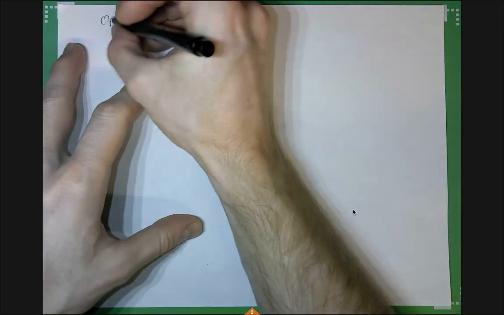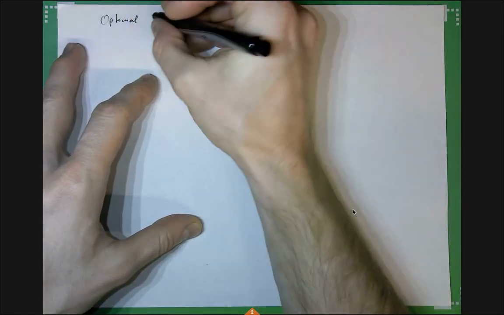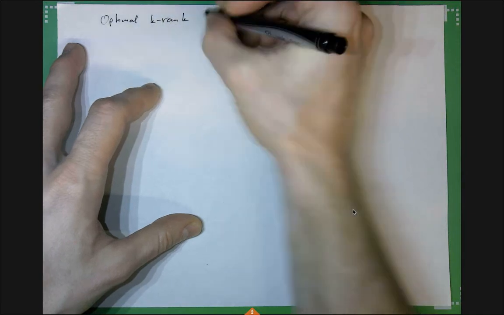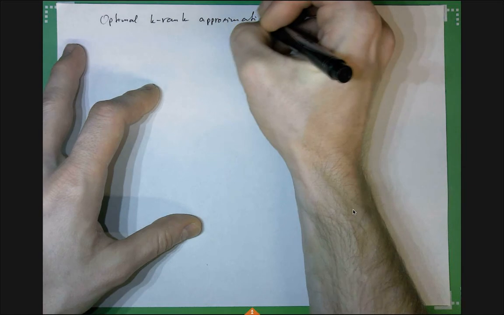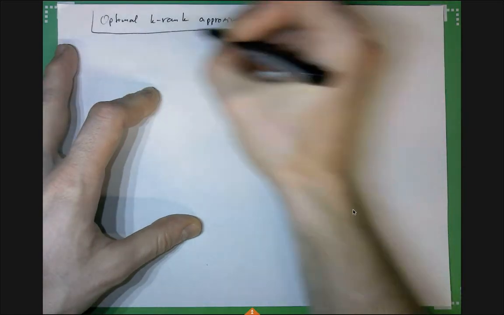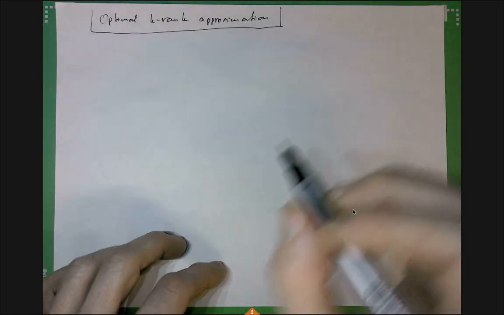That's more fun, I guarantee you. So let's talk about the optimal rank-k approximation of a matrix. I have some slides on it, but I first want to give you an idea of what is going on here. So let's consider this example.